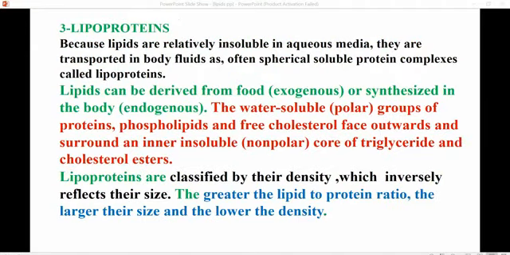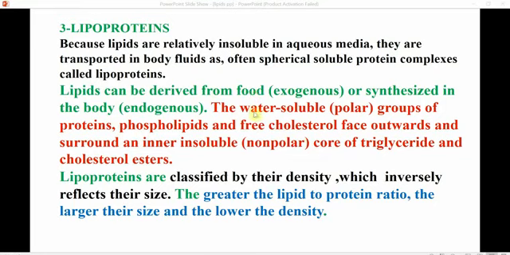Regarding lipoproteins: because lipids are relatively insoluble in aqueous media, they cannot be transported freely in body fluids. Therefore, they should be transported in more water-soluble compounds, by forming spherical soluble protein complexes, to enhance their transportation in the aqueous media of the plasma. Lipids can be derived from food, exogenous, or synthesized in the body, endogenous.